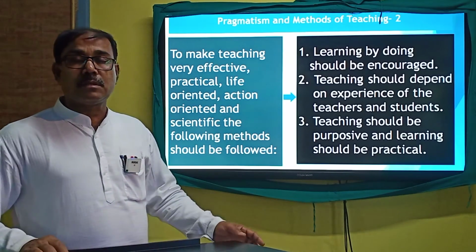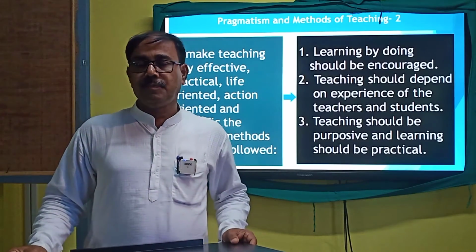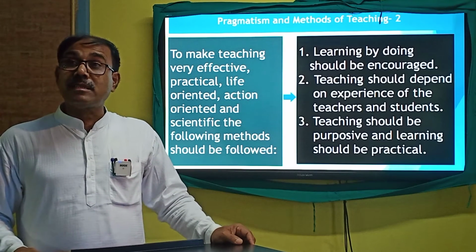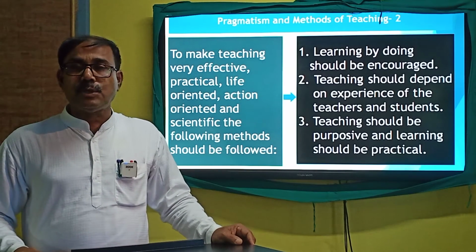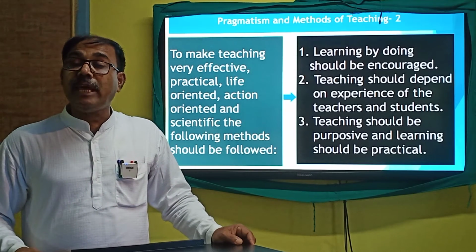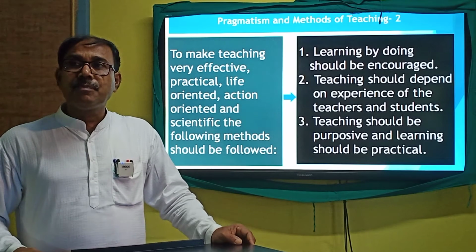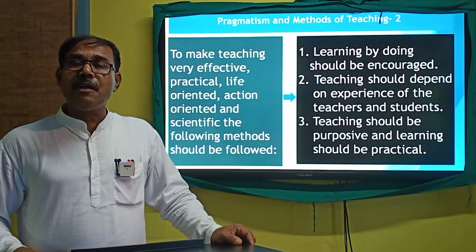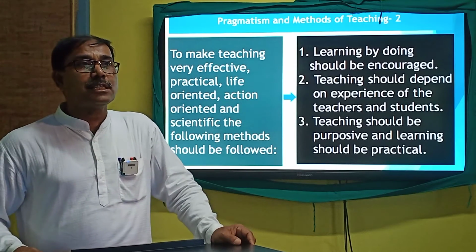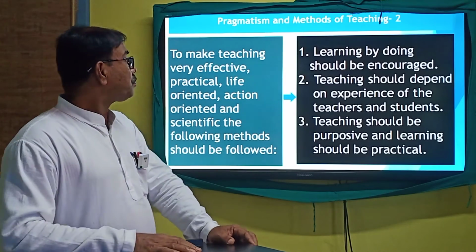and students. Here, for your clarification, I should say that the great educationists of the world say that experience is the best teacher of our life. Experience is the best teacher of the life of the students. When we learn depending on the experiences of life, our learning becomes much more practical.